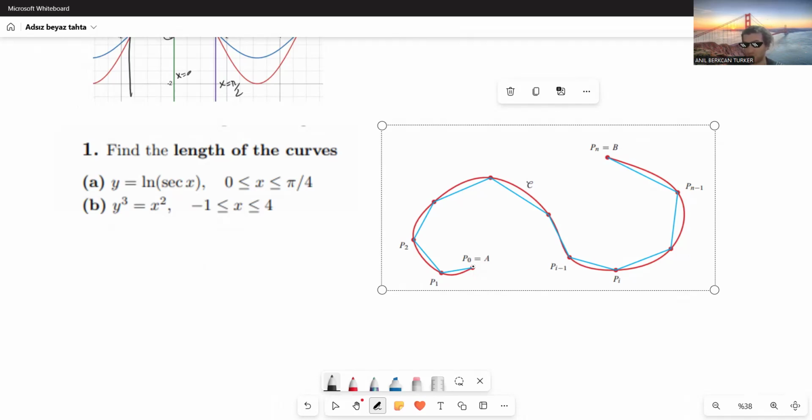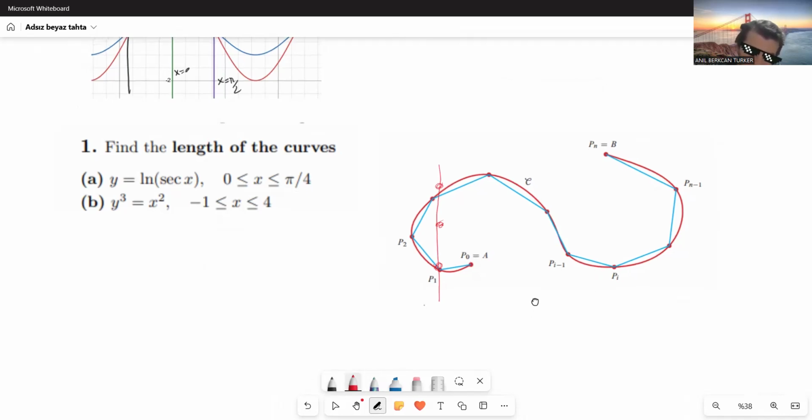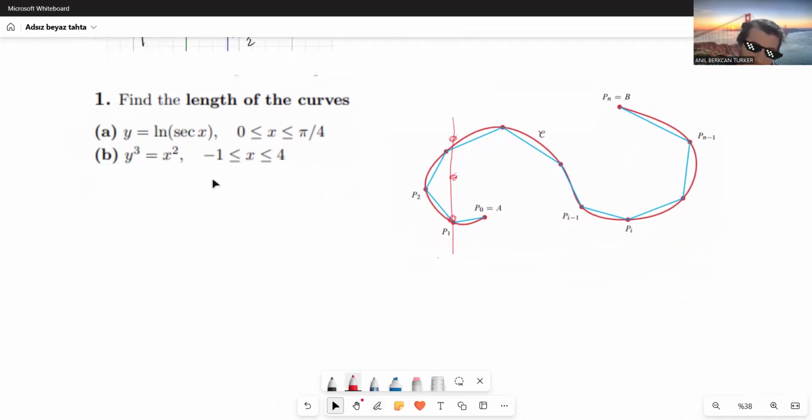Most of the time we are only dealing with curves that are given by the graph of a function. For example, in this picture, this is not the graph of a function, right? One point corresponds to two different points, so it's not a graph of a function in the usual sense. So let's just focus on graphs of functions. Let me actually take an actual picture. What was it? ln secant x.